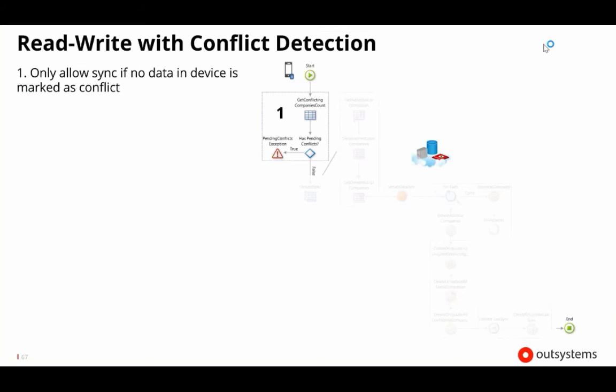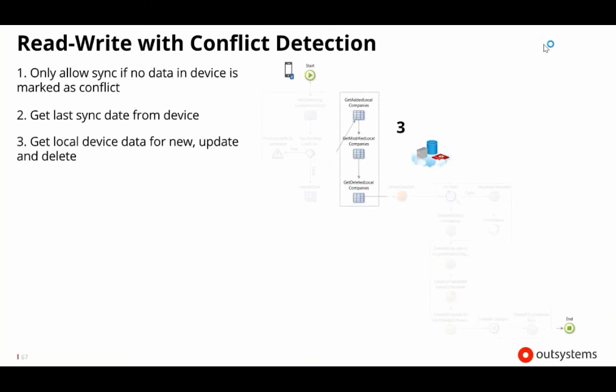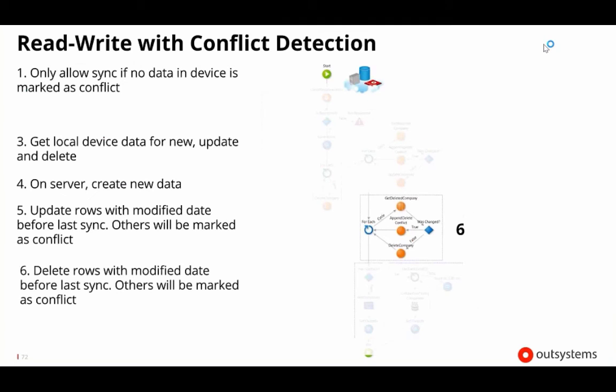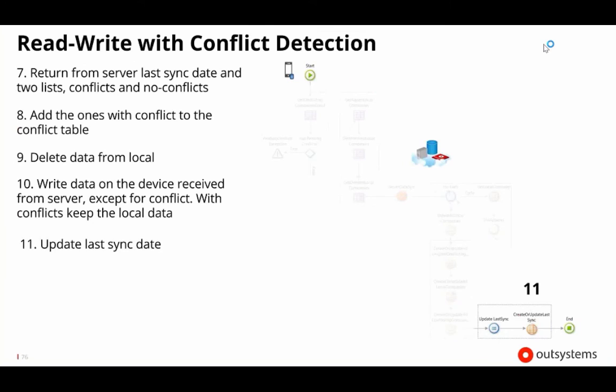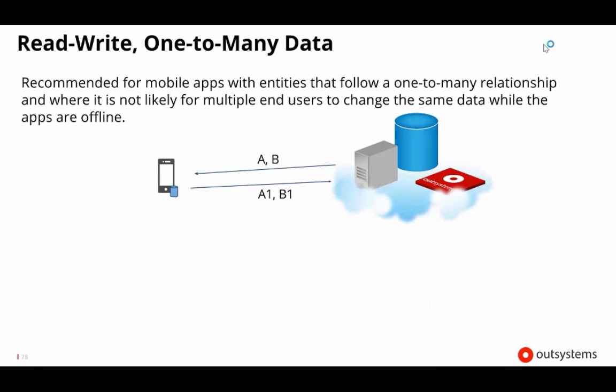So for this read-write with conflict detection, you can see here also the logic. Okay, we made it. So what we did was the conflict resolution. So this is the part of synchronization even before having a conflict. So the next one will be read-write with one-to-many data. This one is recommended for mobile apps with entities that follow a one-to-many relationship and where it's not likely for multiple end users to change the same data while the upload is offline.